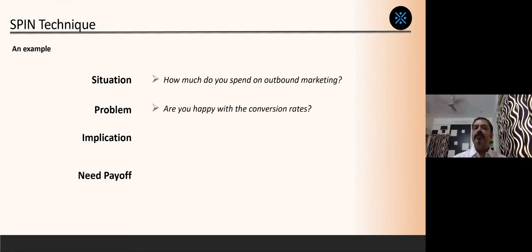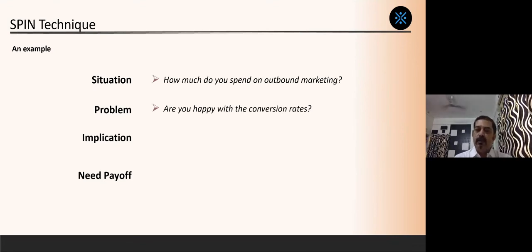Are you happy with the conversion rates? For those who don't understand, a conversion rate is when you spend a particular amount of money on outbound marketing, and that results in leads. There is a conversion rate in terms of the amount of money you spent and the number of leads that you get from that activity. Based on this situation, you've tried to identify a problem, and you've asked a question: are you happy with the conversion rates?